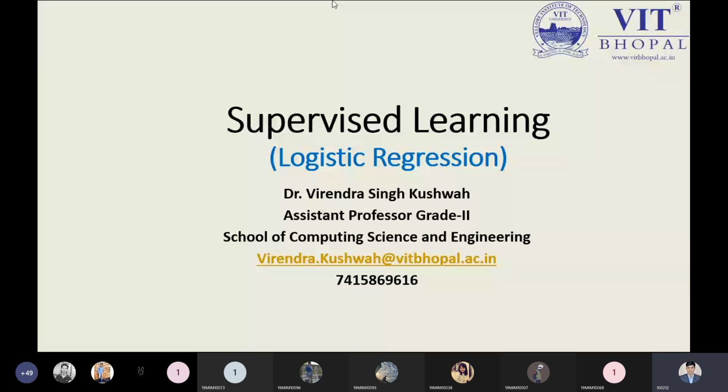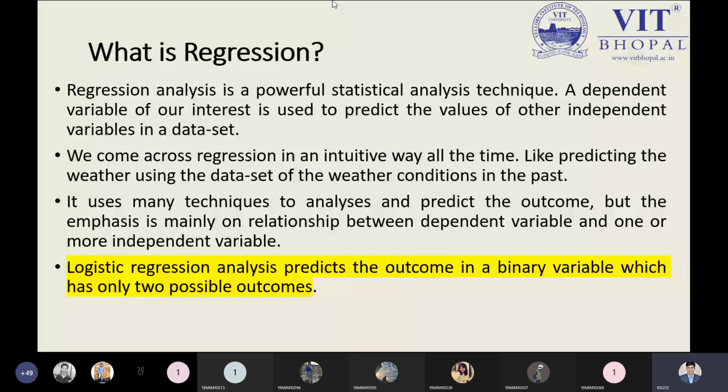So from here, I'm going to start what is meant by the logistic regression. We already have some idea of the regression, so there is no need to discuss it in more detail. What is meant by the regression? We have already seen. Regression analysis is a powerful statistical analysis technique, as we know. So we need not worry about the various other aspects. As we know, a dependent variable is also known as the target variable or response variable in the regression. And the independent variables are also known as predictor variables, or features, on which our outcomes will be decided. This part we have already seen.